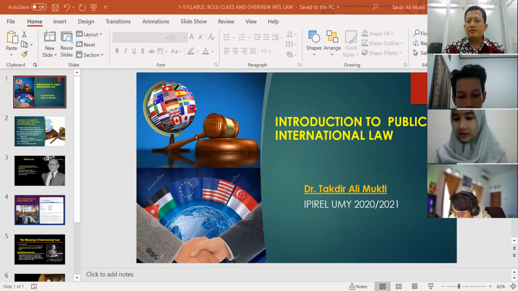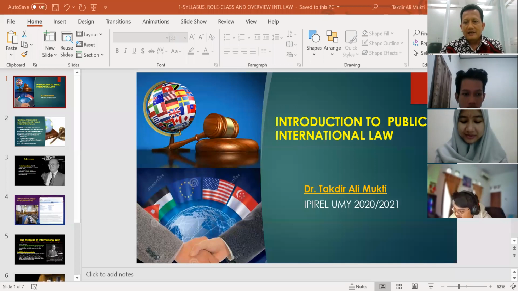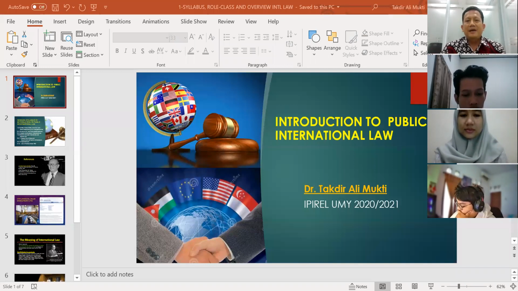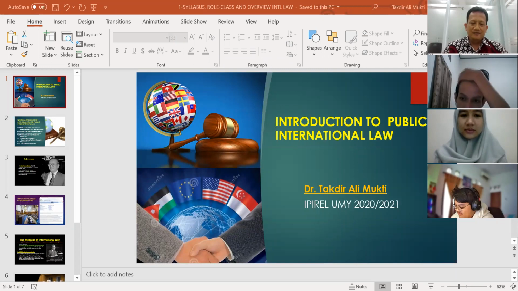Now we will discuss, or I will inform you about, our syllabus and the overview of public international law. Our subject is international law, but not all dimensions of international law. We just want to discuss public international law. So it is part of international law. The other part is private international law.